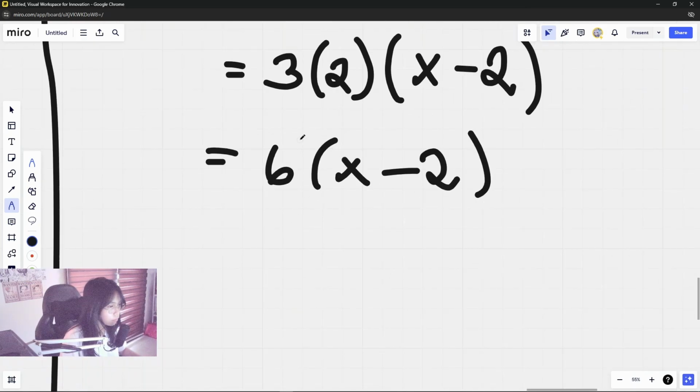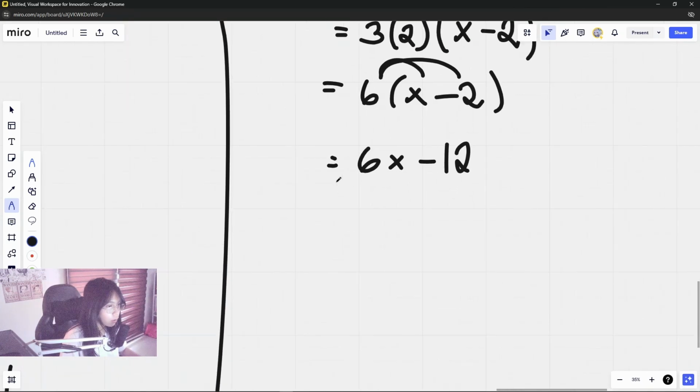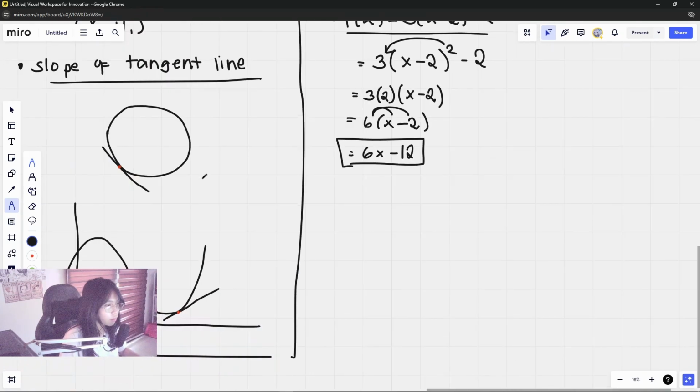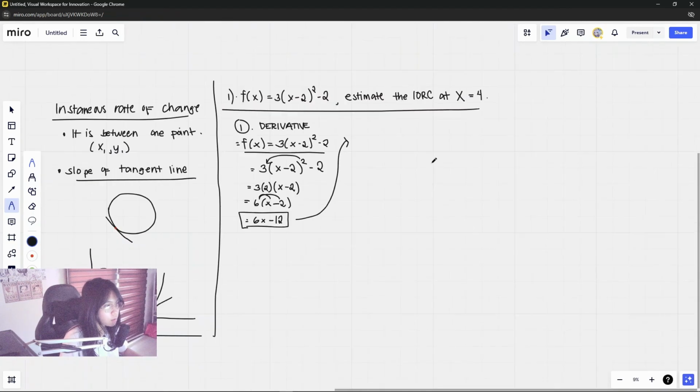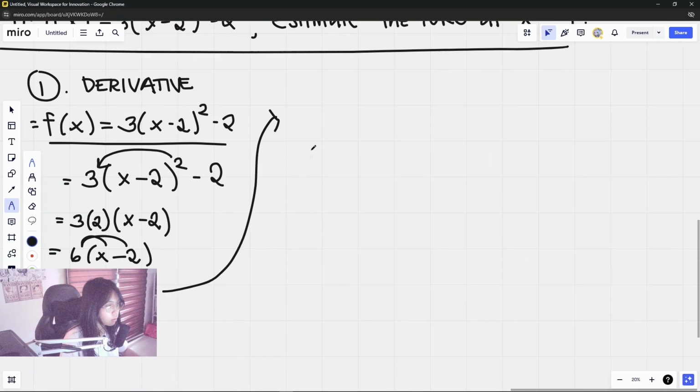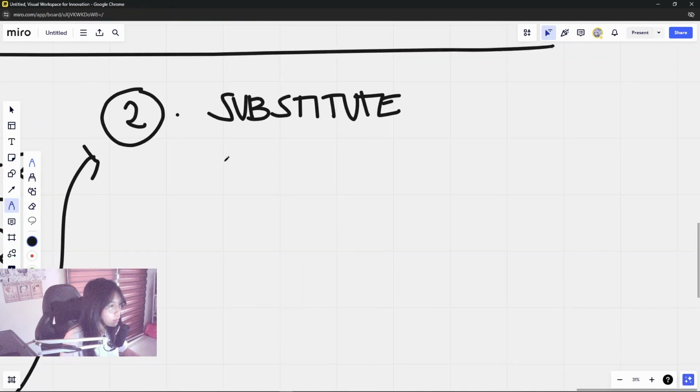And then, ang gagawin mo dyan is i-multiply across. 6 times x is 6x. 6 times negative 2 is negative 12. Therefore, ayan na yung derivative ng function natin. Next step is, isa-substitute mo na yung given x mo. Given x natin is 4.